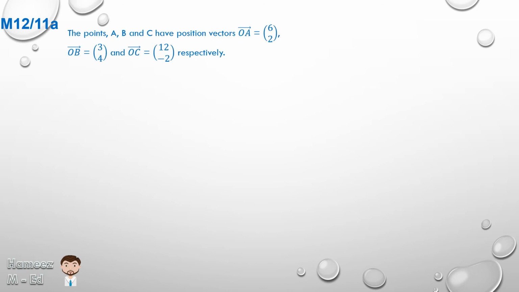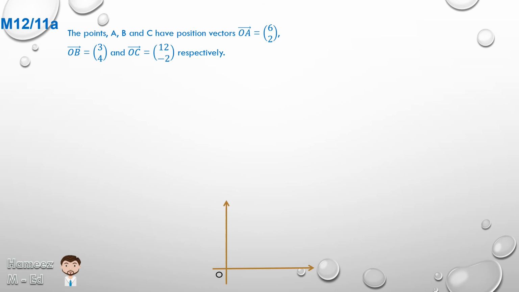May 2012, number 11a. The points A, B, and C have position vectors OA equal to (6, 2), OB equal to (3, 4), and OC equal to (12, -2), respectively. So let's make a little sketch because no diagram was given. So it gives us an idea how these points are situated. So let's draw the x and y values, and we put the center as O, being the origin.